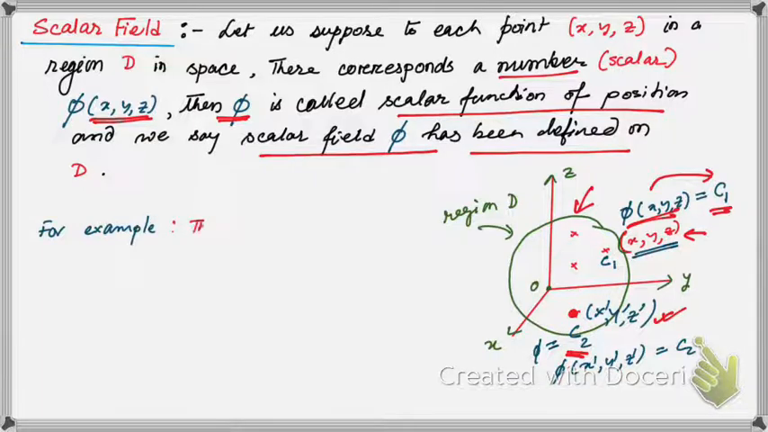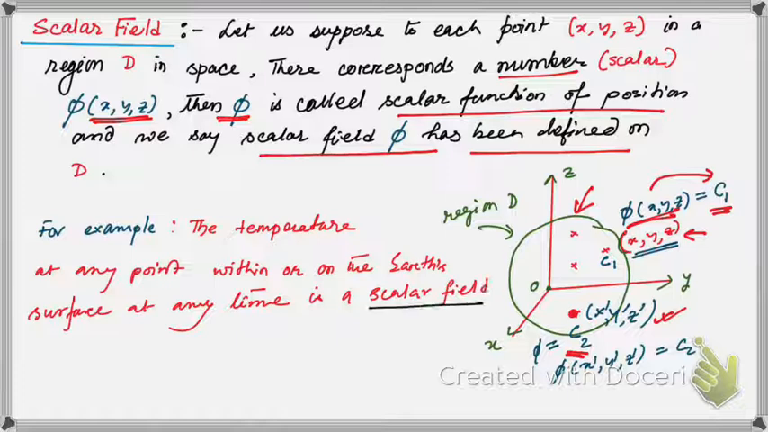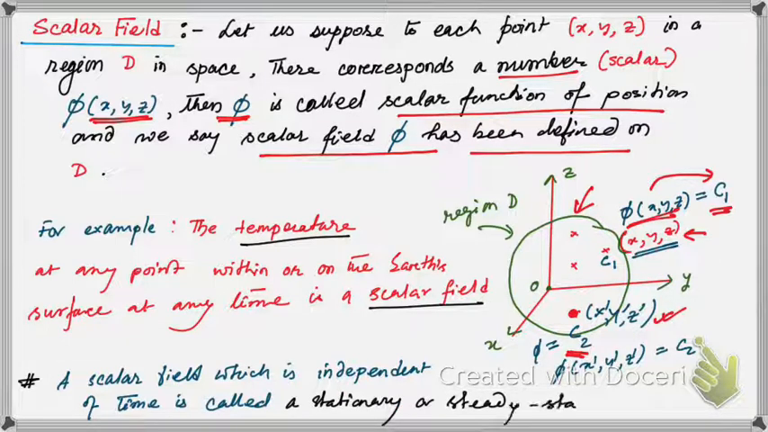For example, temperature is a scalar quantity. Temperature at any point within or on the surface of the earth at any time is also a scalar field. Hope you have understood what a scalar field is. And remember, if the scalar field is independent of time, then it is said to be a steady state field, or stationary scalar field.